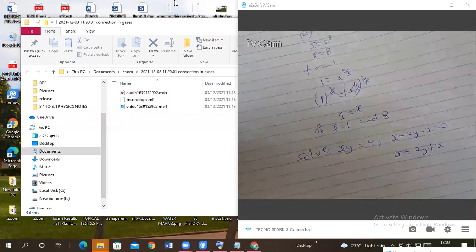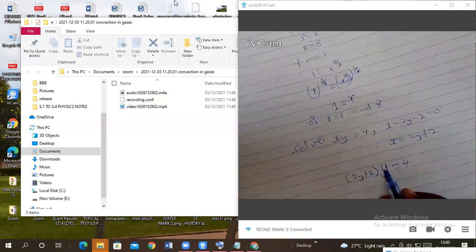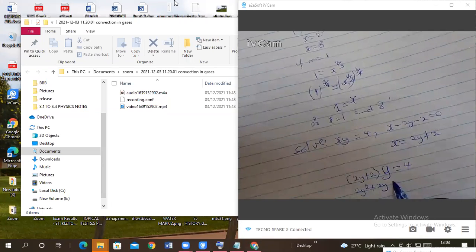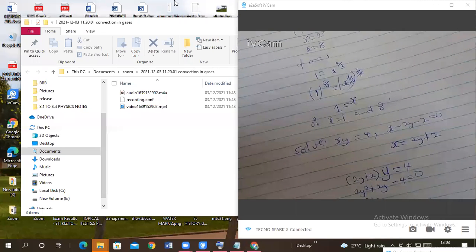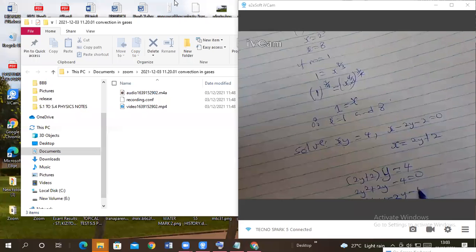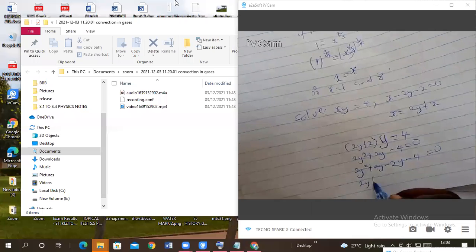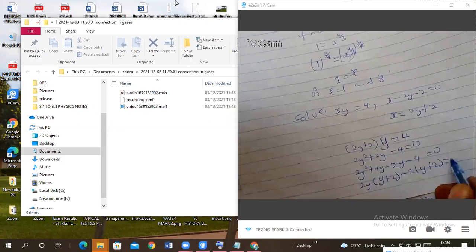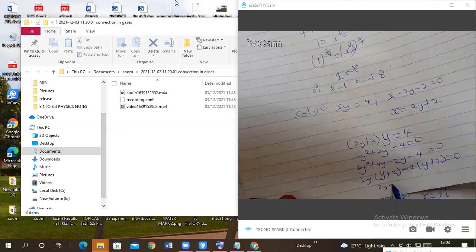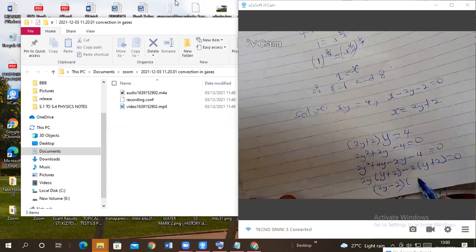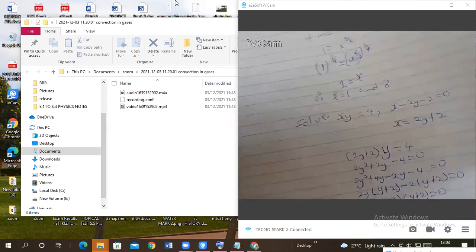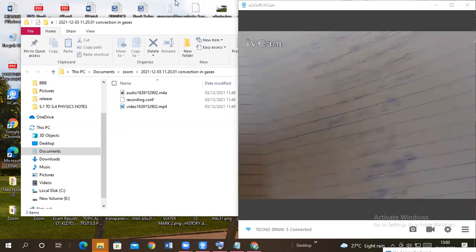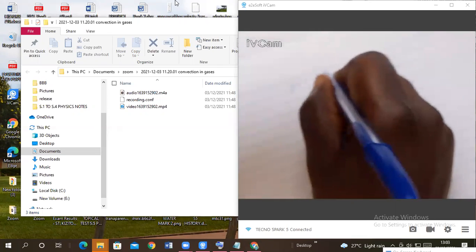So if x is this, it means I now have x, which is 2y plus 2, times y should give us 4. And opening, we shall have 2y squared plus 2y minus 4 is equal to 0. So that I have 2y into y plus 2 minus 2 into y plus 2 is equal to 0. So you have 2y minus 2 into y plus 2 is equal to 0. So the values of y are 1 and negative 2. So y is equal to 1 or negative 2.